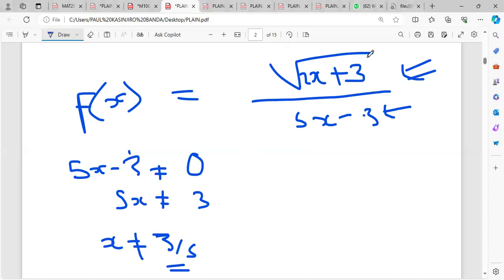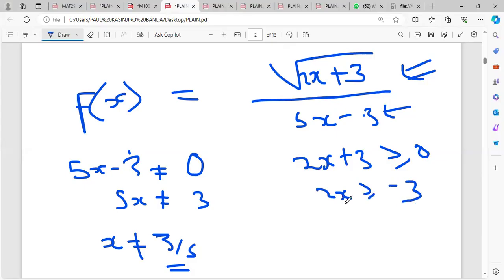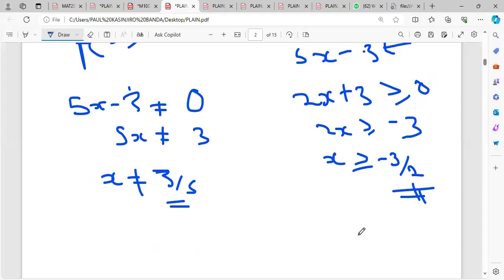For a radical function, how do we find the domain? We just take whatever is under the root and say it should be greater than or equal to 0, because we can't find the square root of a negative number. Then we solve for x. 2x will be greater than or equal to minus 3, so x is greater than or equal to minus 3 over 2.